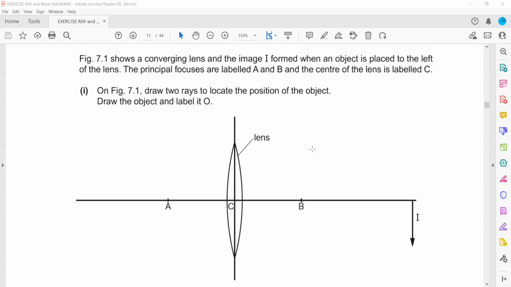Figure 7.1 shows a converging lens and the image is shown. An object is placed on the left of the lens. The principal focuses are labeled as A and B, and the lens is labeled as C. On the figure, draw rays and locate the position of the object. How can we locate the position of the object? First thing, if there is a parallel light ray from the object, where will it pass? It will always pass through the focus.